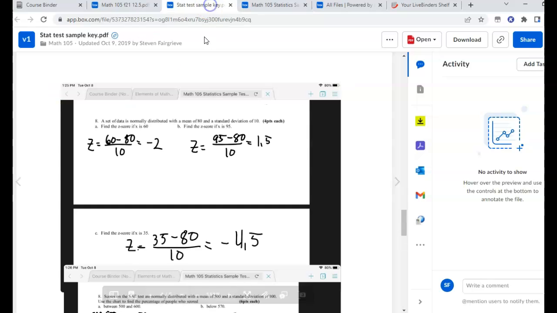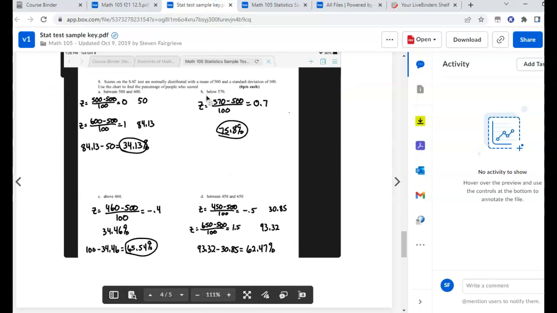Again, you can go into the sample tests and see those worked out. So for between, we compute the z-score for each one, look it up in the chart, and take their difference. For below, we compute the z-score, and then just take the value from the chart. If it's above, we compute the z-score, get the value out of the chart, and subtract it from 100.